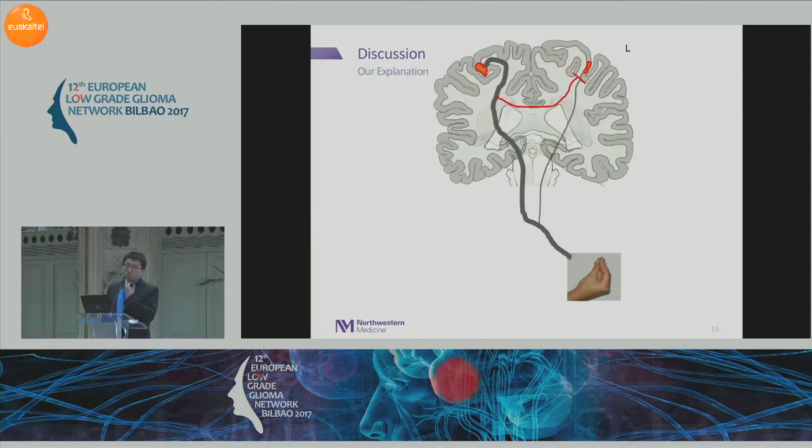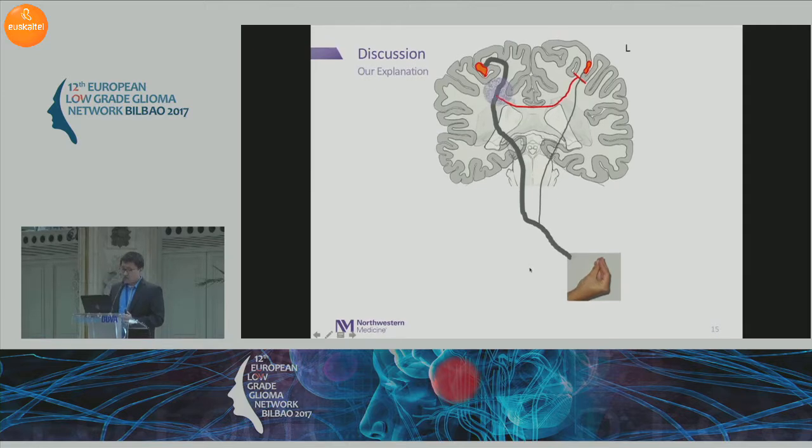And I think that one of the mechanisms to explain this could come from non-human primate literature. It's been hypothesized that motor function comes from both hemispheres and that there are inhibitory fibers that run transcallosally to inhibit the ipsilateral side here.